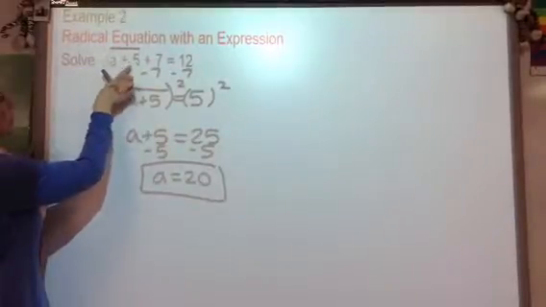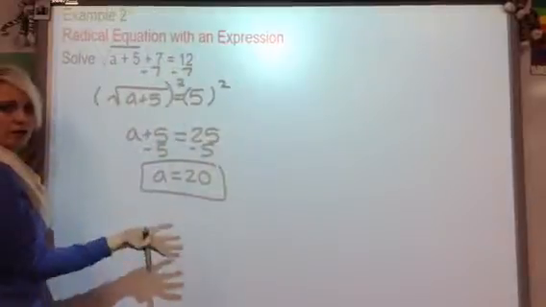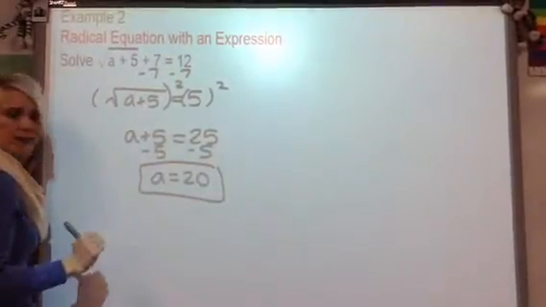If you plug it back in, 20 plus 5 is 25. Radical 25 is 5, plus 7, which is 12. So yeah, you know it works. Go ahead and try the example in your notes.